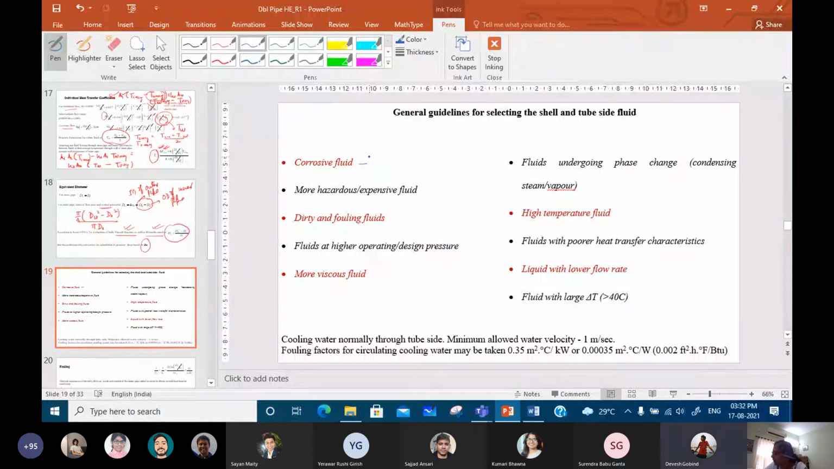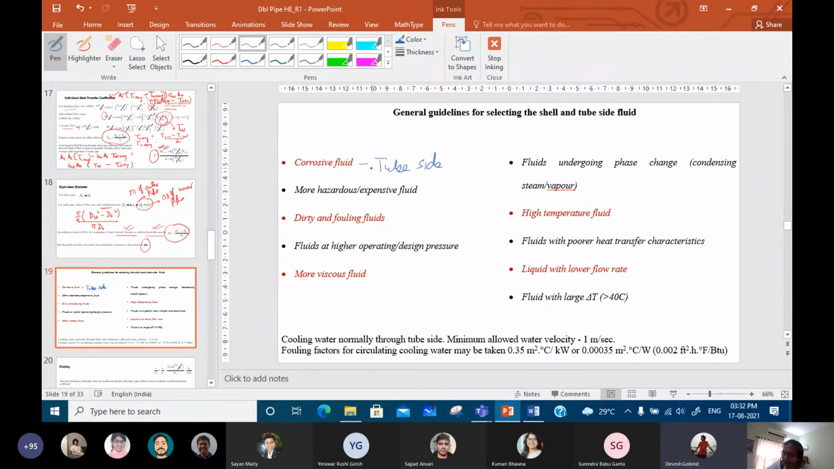Audrija. Ma'am, in the inside tube. Inside tube. Can you tell me why? Ma'am, because if the corrosive fluid erodes the outer layer and leaks, then it will be harmful. No, the important part is, if you put the corrosive fluid on the shell side, it is going to erode both the tube as well as the shell. Isn't it?